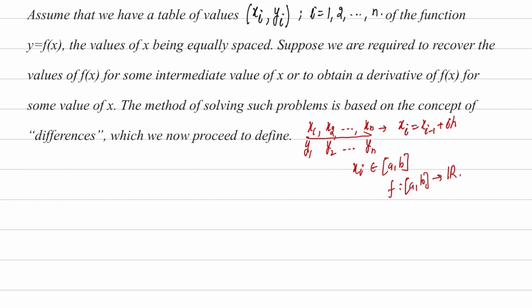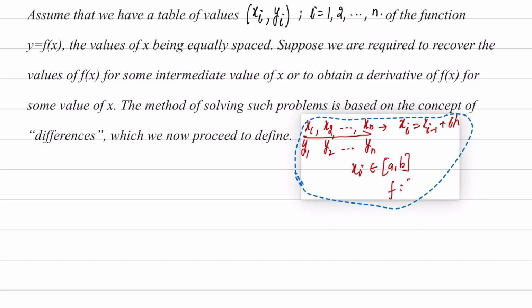which we will now proceed to define. So we have two types of differences here. One is the forward differences and the second is the backward differences. We now proceed to define both of these types of differences.